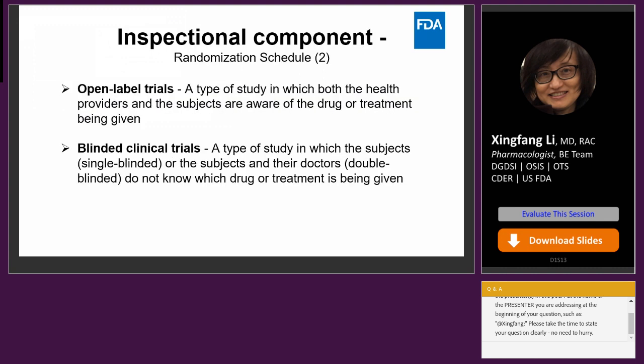An open label trial is a type of study in which both the healthcare provider and the subject are aware of the drug or treatment being given. A blind clinical trial is a type of study in which the subjects (single blind), or the subjects and their providers (double blind), do not know which drug or treatment is being given.